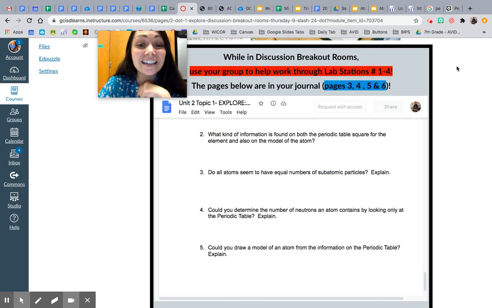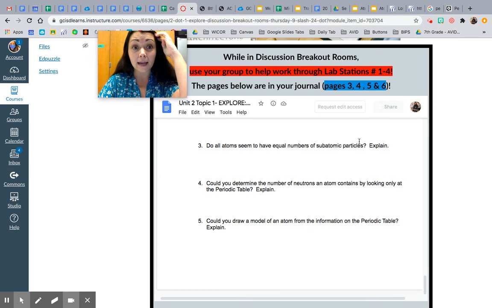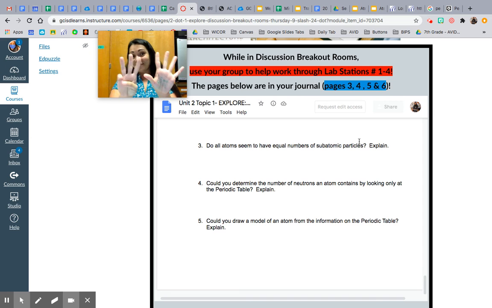Makes me so happy. So can you draw a model of an atom from the periodic table? Yeah. Because you know the protons, you know the neutrons, you know the electrons, and we know that 2 electrons fit in the first shell and up to 8 fit in the second shell.